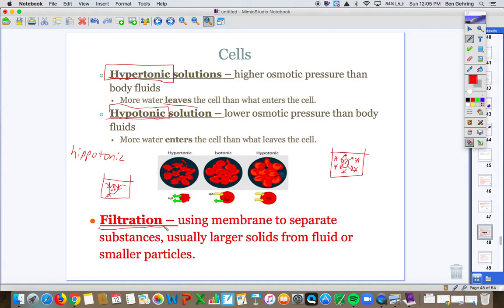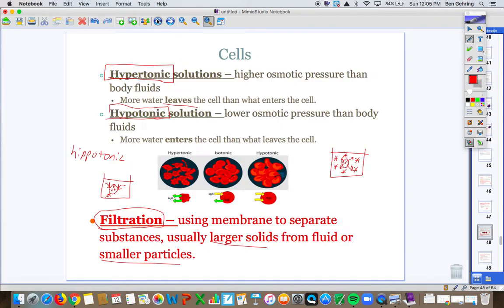And so filtration is how we can look at these different substances. This is using a membrane to separate substances, usually your larger solids from your smaller particles. And this is where we see your hypotonic and your hypertonic solutions, or isotonic.